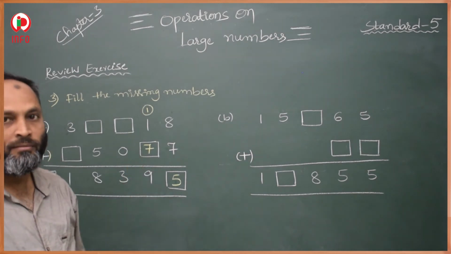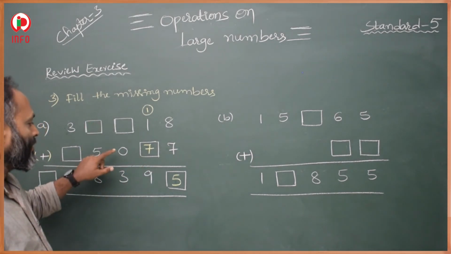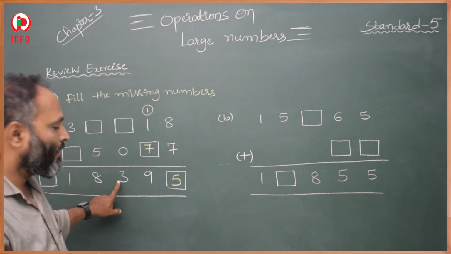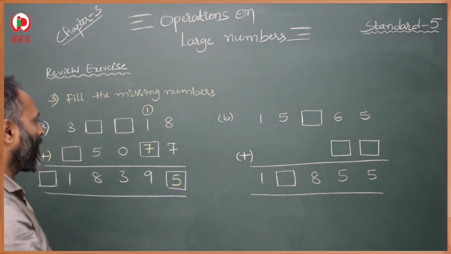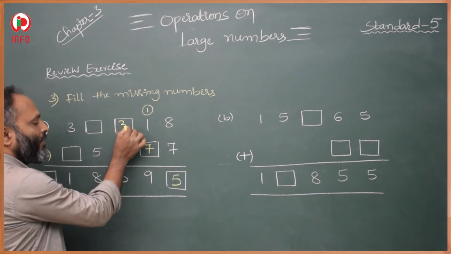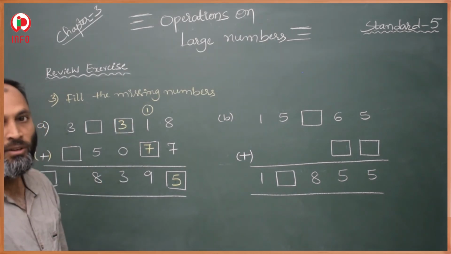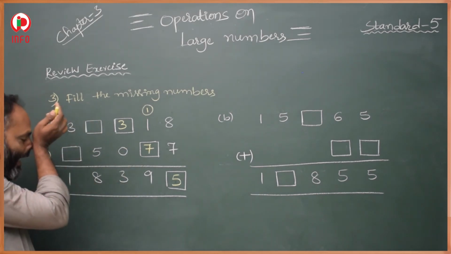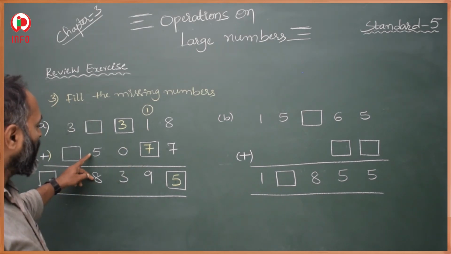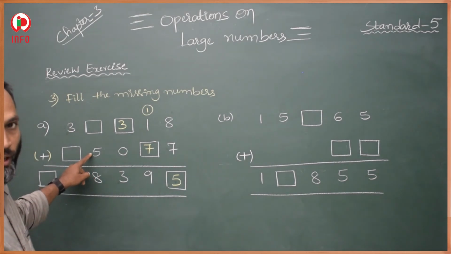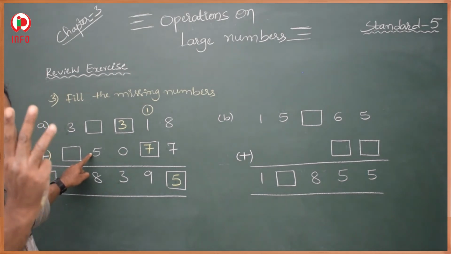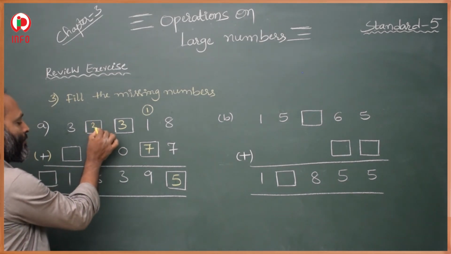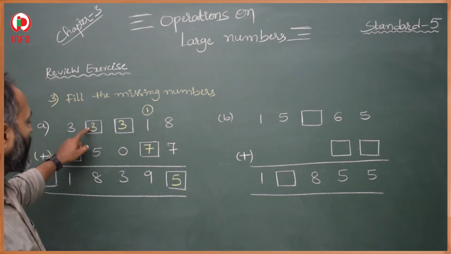This is 9. Then in the hundreds place, here 3 is there. Here what should come if the answer is 3? We should get 3 here. 3 plus 0 is 3. Then here 8 is there. For getting 8, what should we add to this 5? 5, 6, 7, 8. We should add 3. 5 plus 3 is 8.